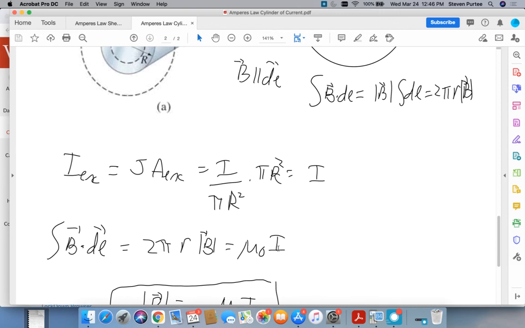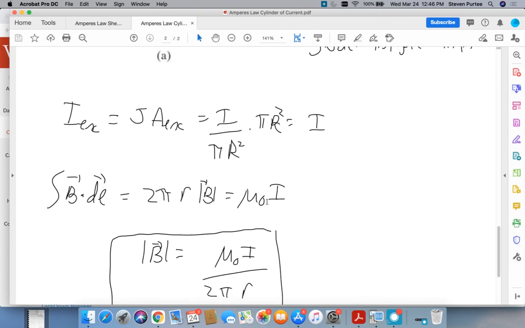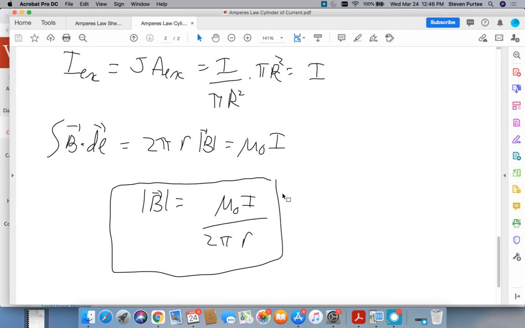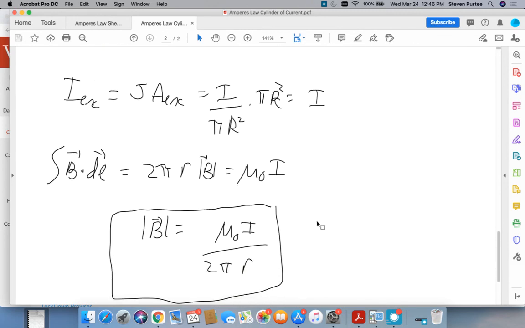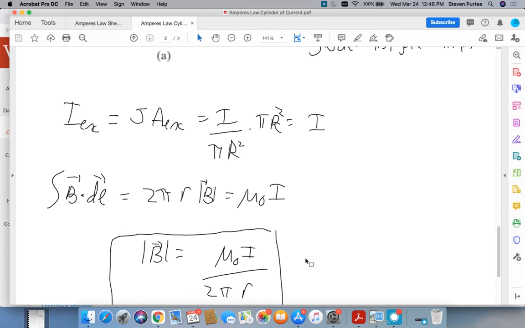So 2 pi r B equals mu naught I. Solve for B, we get this. And again, this is just the magnitude of B. We should also write here, B goes in loops counterclockwise if the current is flowing towards your eyeball.